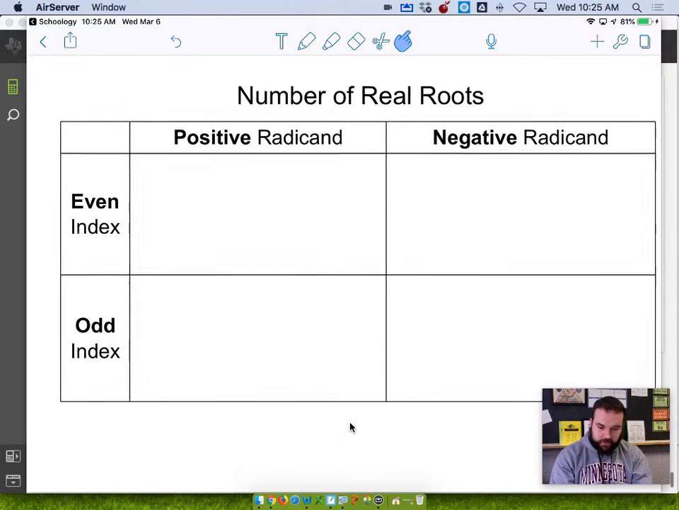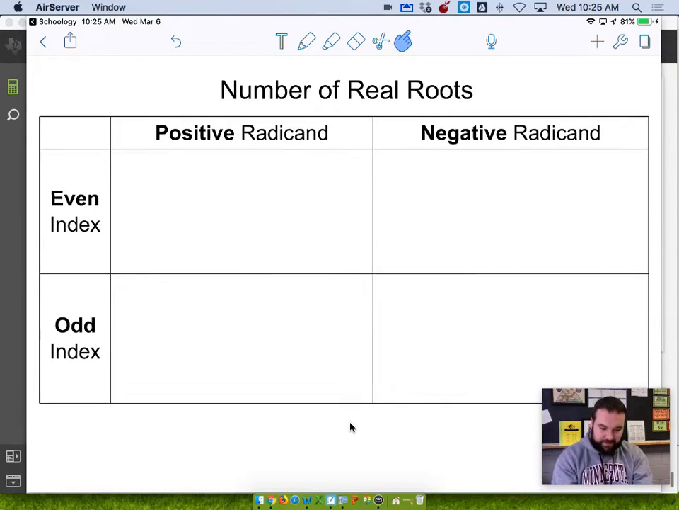So a little graphic organizer here real quick. If my index is even, so again, index being the number right here.